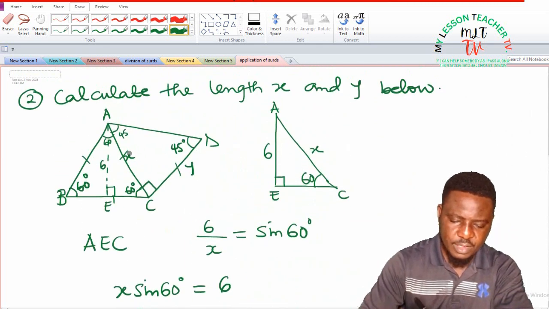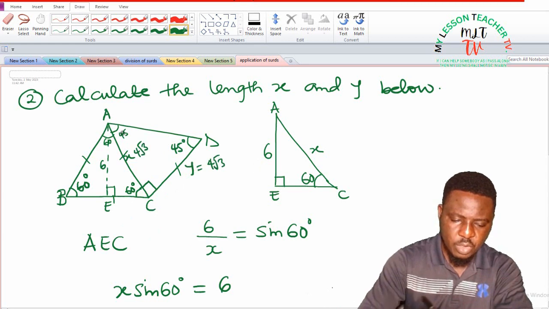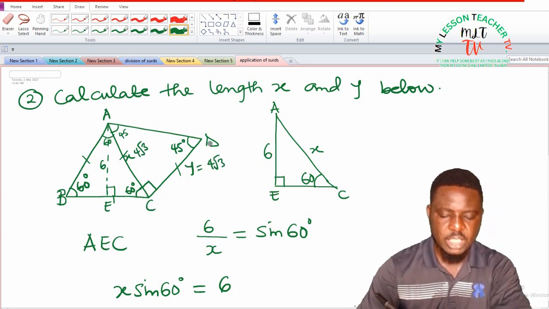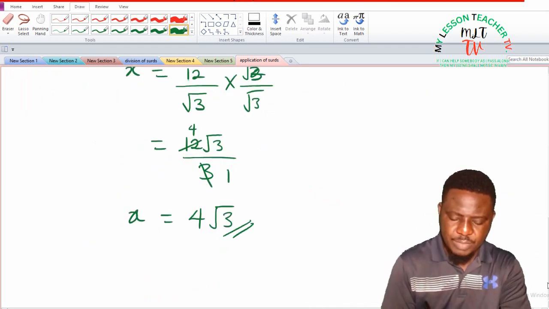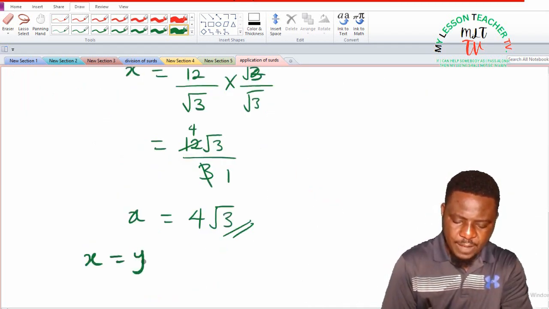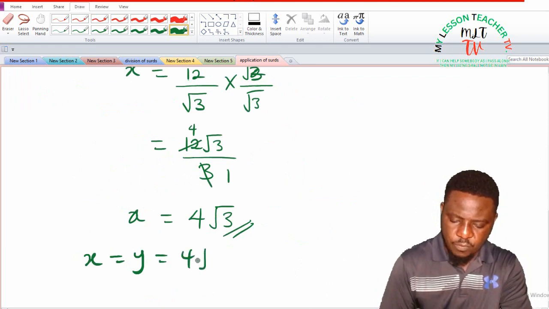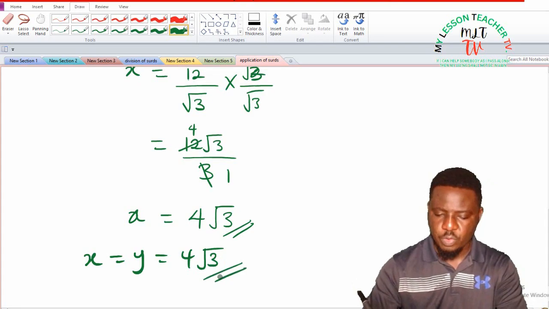And if this is said to be 4 root 3, Y is equally said to be 4 root 3, because triangle ACD is said to be an isosceles triangle. So that means we have it that X is equal to Y and is equal to 4 root 3. So they are both 4 root 3.